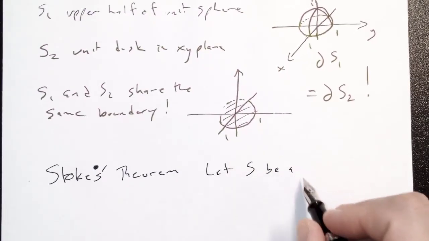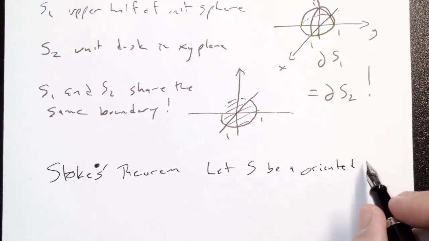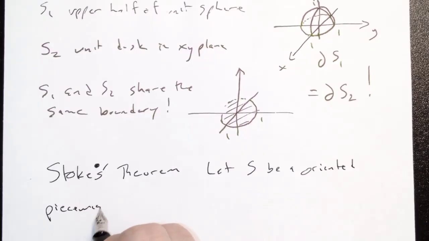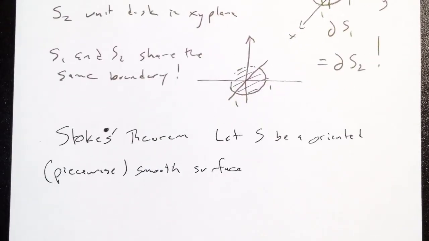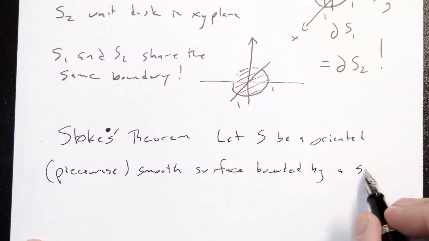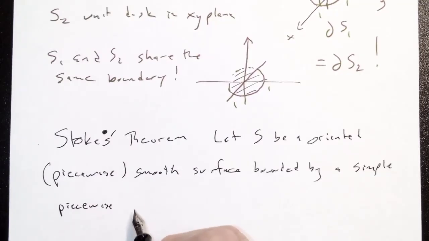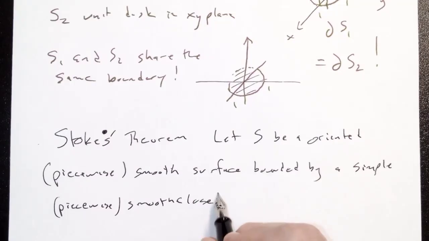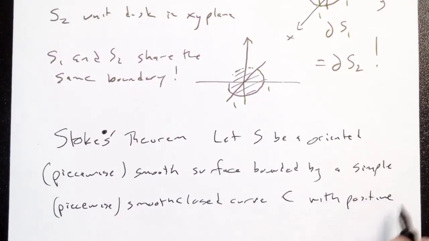let S be an oriented piecewise smooth surface bounded by a simple piecewise smooth closed curve C with positive orientation.